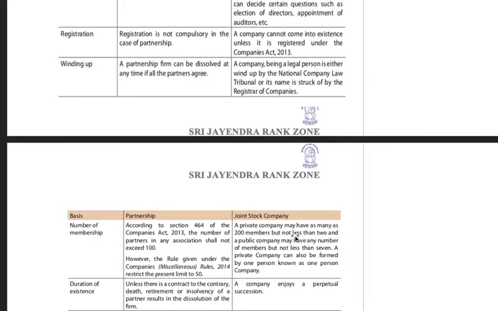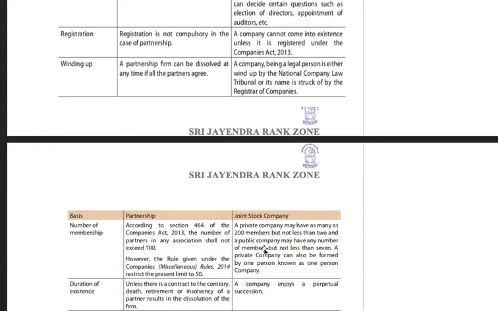Here, a private company may have 200 members. There may be a one person company, and there may be a public company which can have as many shareholders as possible. The only minimum restriction in the case of a public company is that 7 initial members have to be there, but there can be as many members as possible in a public company.